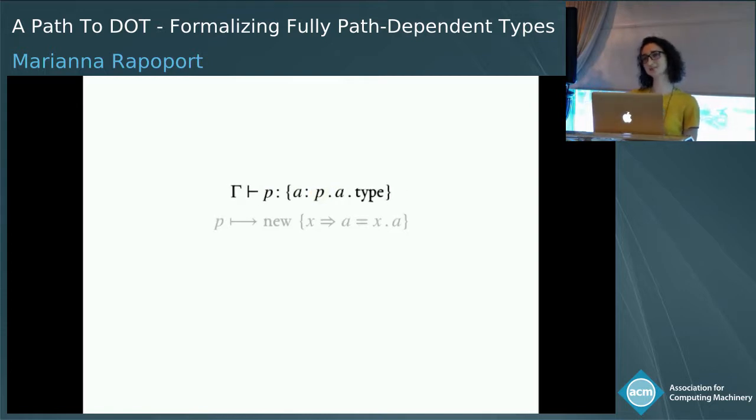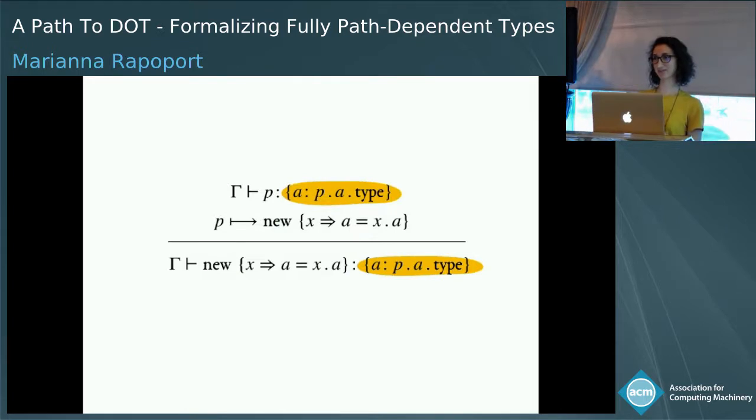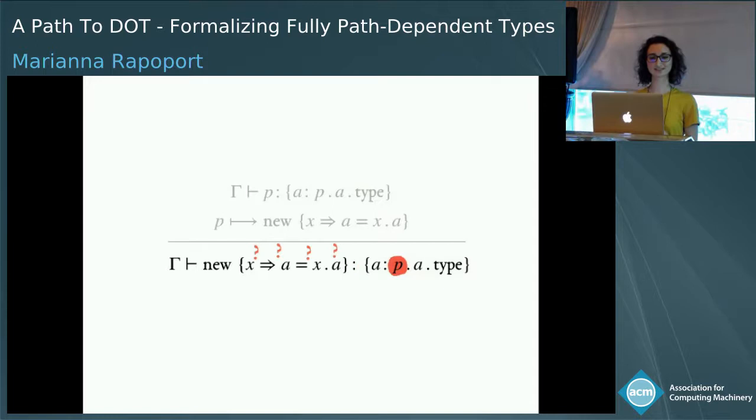But now, soundness says that if p has some type and p reduces to something, then that something should have the same type as p, right? But notice also that this object doesn't have anything to do with p anymore. So it doesn't have this type.